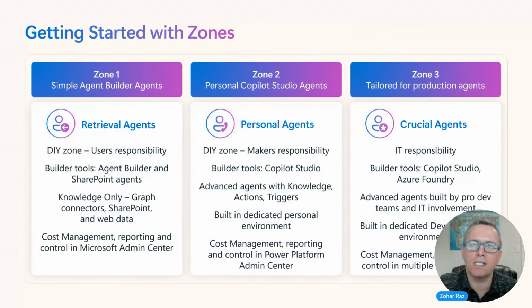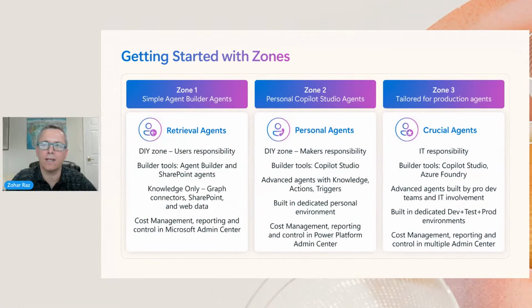So I just want to describe how all of you can get started right now. Retrieval agents are these agent builder agents or SharePoint agents that are company-wide and can be shared. You can control it in the Microsoft Admin Center with a security group on who would get to use it. Some of it was touched in other sessions. I'm going to skip and talk about zone 2 and then a little bit on zone 3.